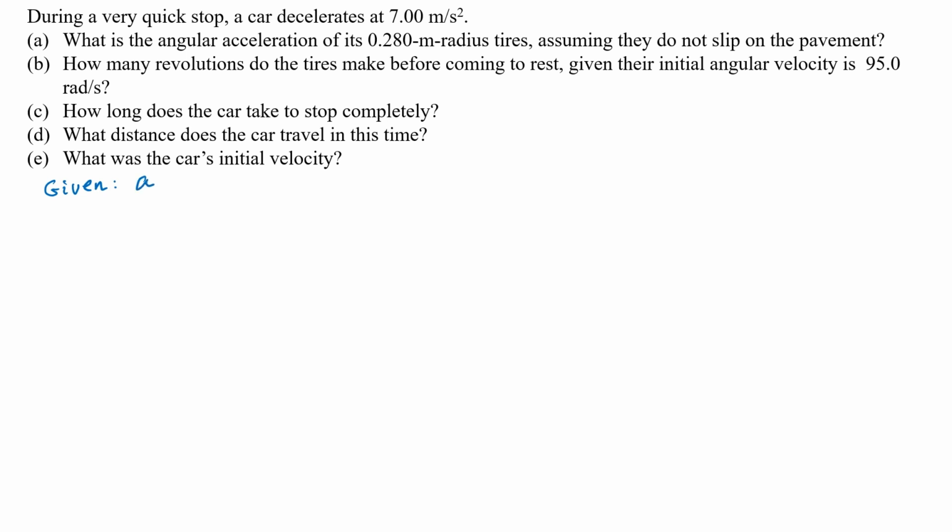Therefore, the acceleration is in the opposite direction, so negative 7 meters per second squared. So what is A asking for? Given the radius of the tire, which is 0.280 meters, we are asked to find the angular acceleration.